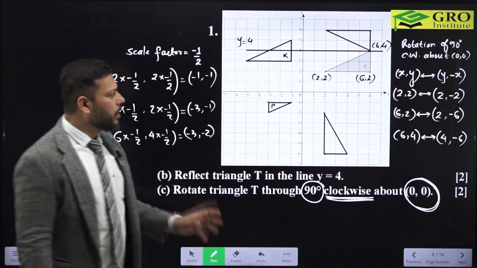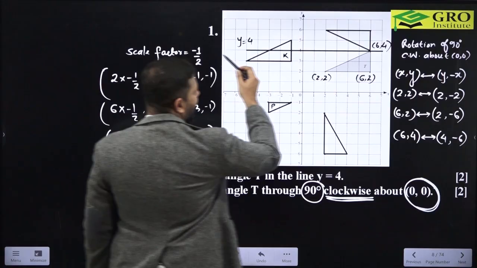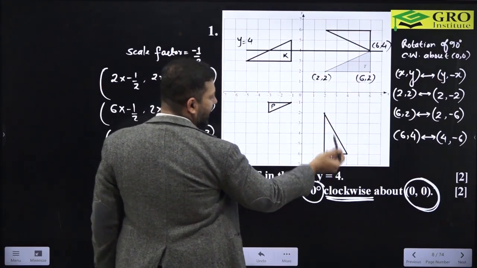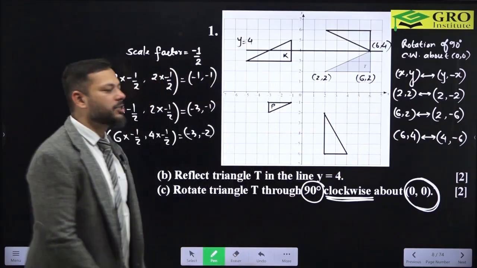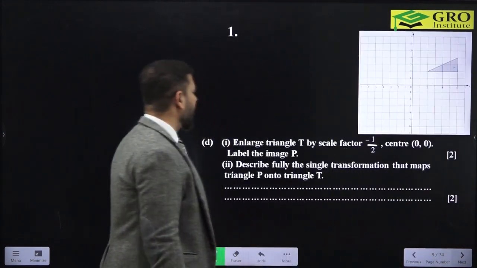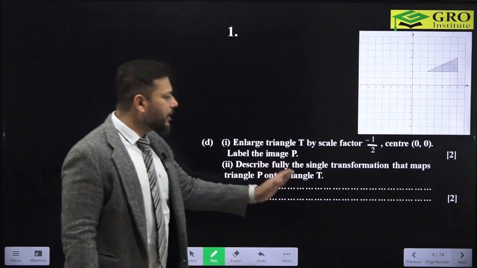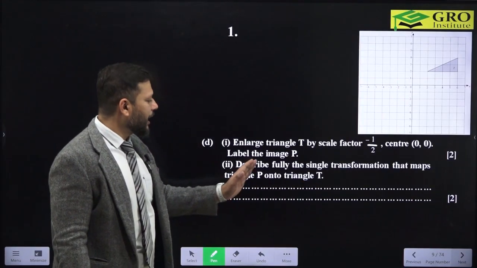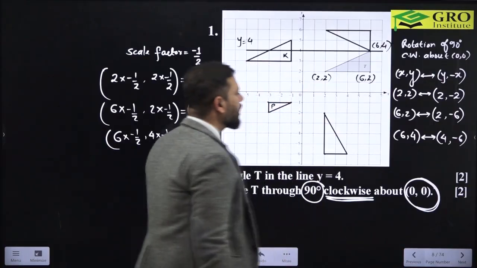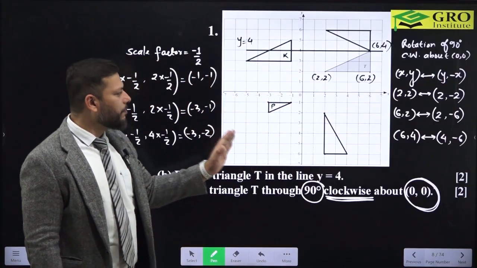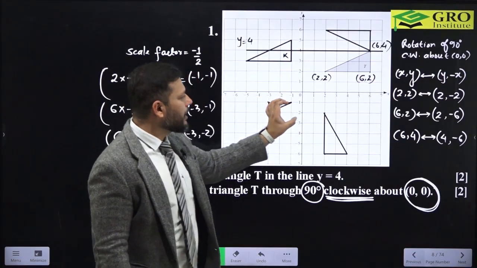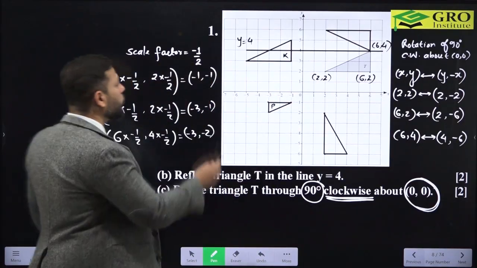What we have done till now, we have translated, we have drawn a line along which we have reflected this triangle. We also have rotated the triangle, and then we have enlarged the triangle as well. Moving ahead, there is one more part left. Describe fully the single transformation that maps triangle P onto triangle T. Let us have a look at it. Again, it's about single transformation. So if I transform it from P to T, I have to map it completely from P to T. So the thing is, I have to go reverse.